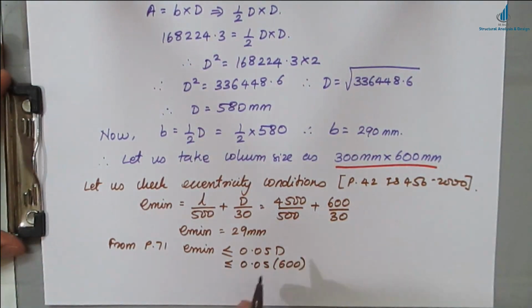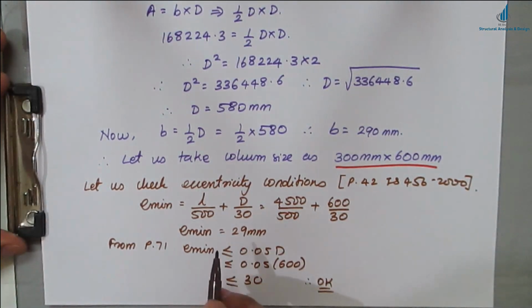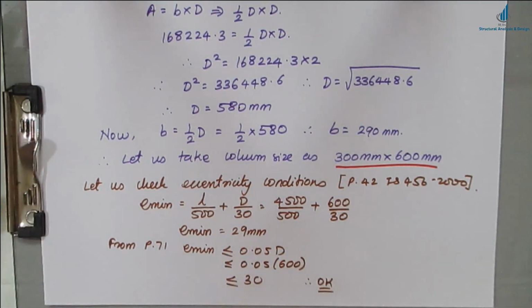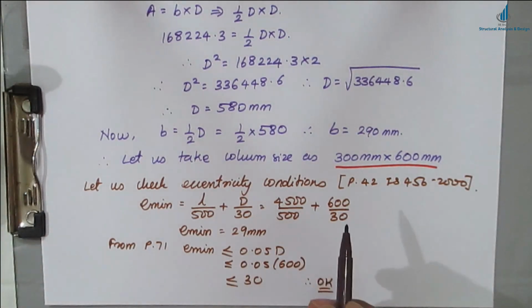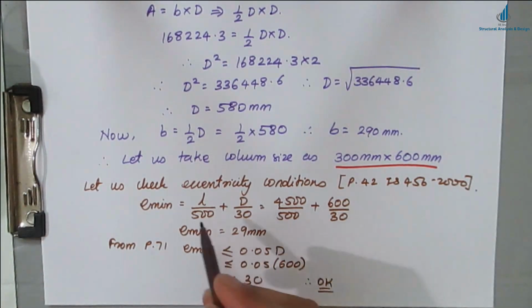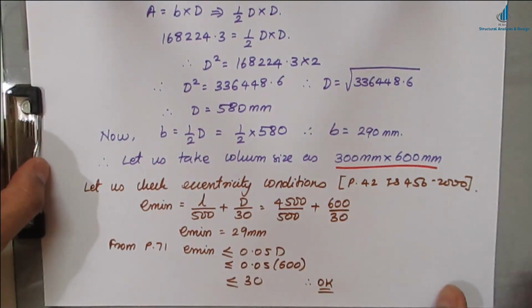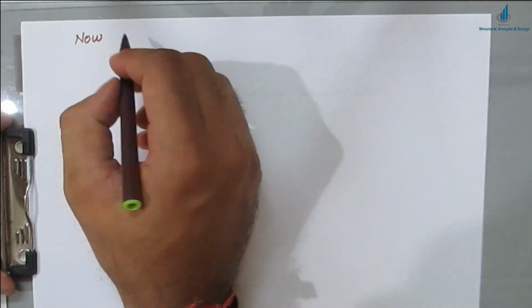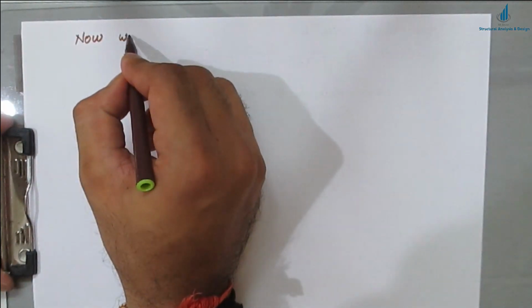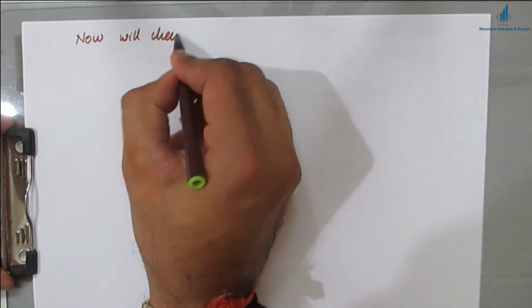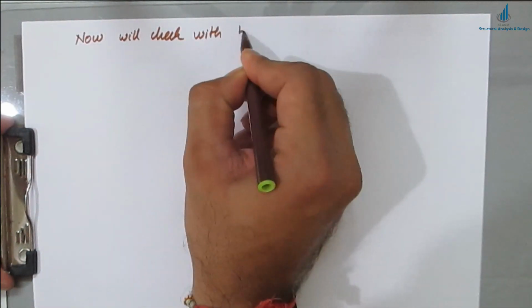So it gives 30. So if you take minimum eccentricity as 20, it is less than 30. Therefore, okay, no problem. Minimum eccentricity is 20 mm based on the clause, and also we had got 29. So both the values are less than 30. Okay, so no problem with this clause. Now we'll check with another lateral dimension. So we'll check with B.